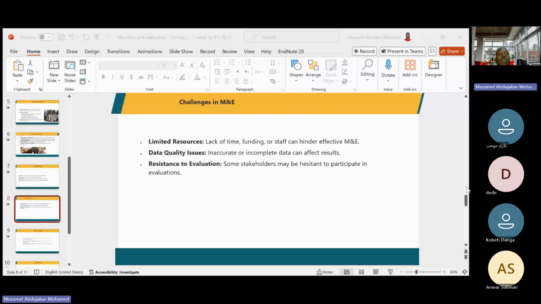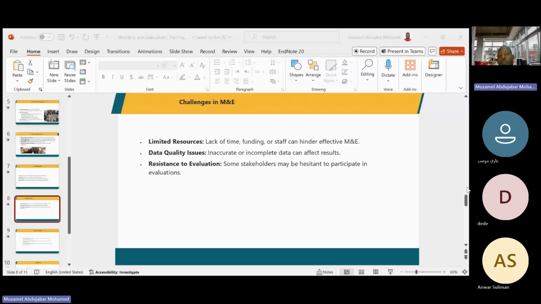Now we are going to talk about the challenges of monitoring and evaluation. One of the challenges is limited resources. Limited resources means a lack of time and funding or qualified staff, which hinders the effectiveness of monitoring and evaluation. Monitoring and evaluation is very important for a project, like a project implemented by NGOs or by the government.